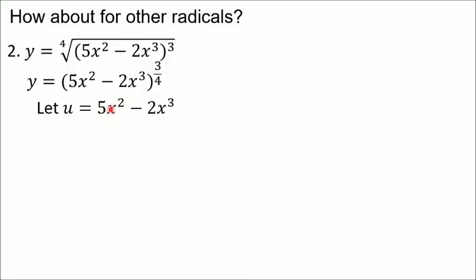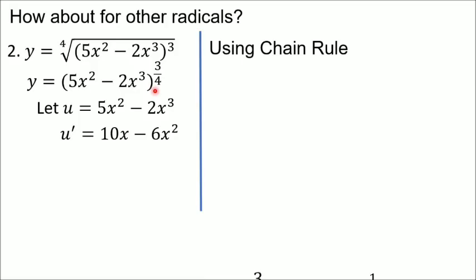2 minus 1, kaya 1. 10x na lang. And then, derivative ng 2x cubed is 3 times 2, that's 6x to the 2, minus 1 sa exponent. Ito yung ating u prime. And we know our n is 3 over 4. Then, substitute that using the chain rule formula.